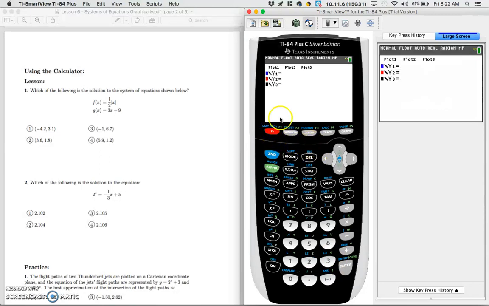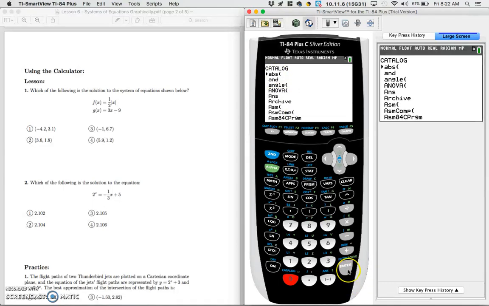So I press y equals, and I'm going to put these two equations in the calculator. So 1 divided by 2 times. Now, we haven't talked about this operation with the bars here this year, but you've probably seen it from Algebra 1. It means absolute value. So to graph an absolute value equation, we need to put the absolute value function on our calculator. To get this function, you press second catalog, and the very first function that comes up is called abs, and that stands for absolute value.